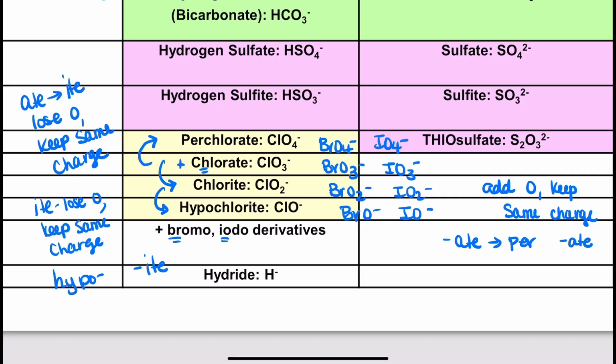So again, if you know chlorate, you know chlorite. If you know chlorite, you know hypochlorite. If you know chlorate, you know perchlorate. If you know chlorate, you know nitrate, you know nitrite. See the patterns here? It's all about the difference of an oxygen, but they're keeping the same charge.